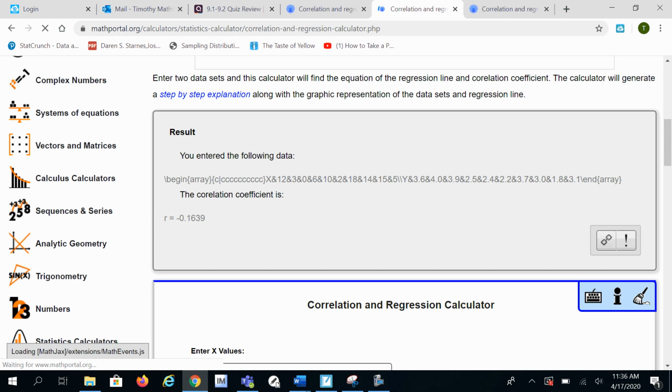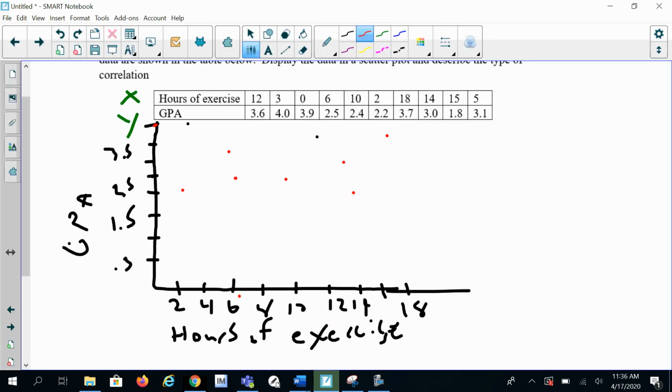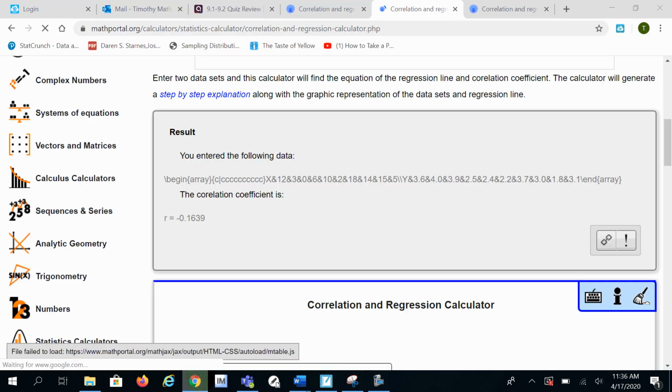So apparently it's slightly negative. Once again, there's really nothing going on there. But I see r equals negative 0.1639. So r equals negative 0.1639, I think I said. Let's just double check. Yep.